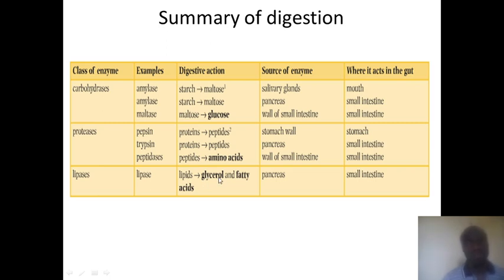In short, chemical digestion of lipids happens only in the small intestine, and chemical digestion of proteins happens only in two areas, the stomach and the small intestine. Then the chemical digestion of starch starts in the mouth and takes place in two areas, the mouth and small intestine.